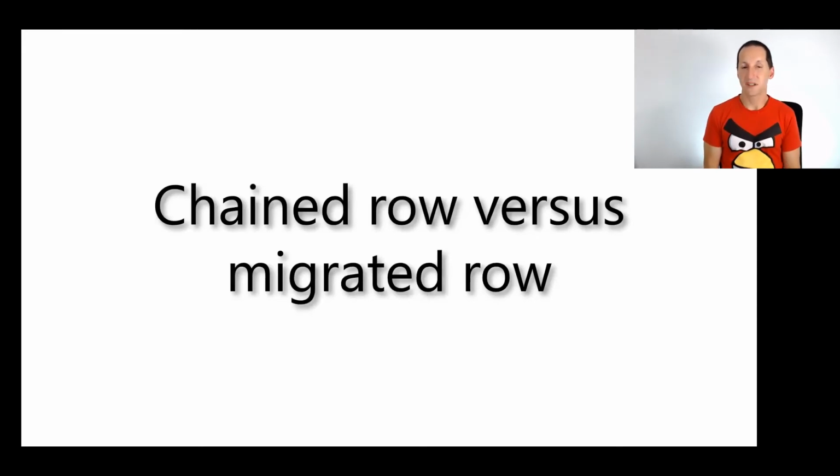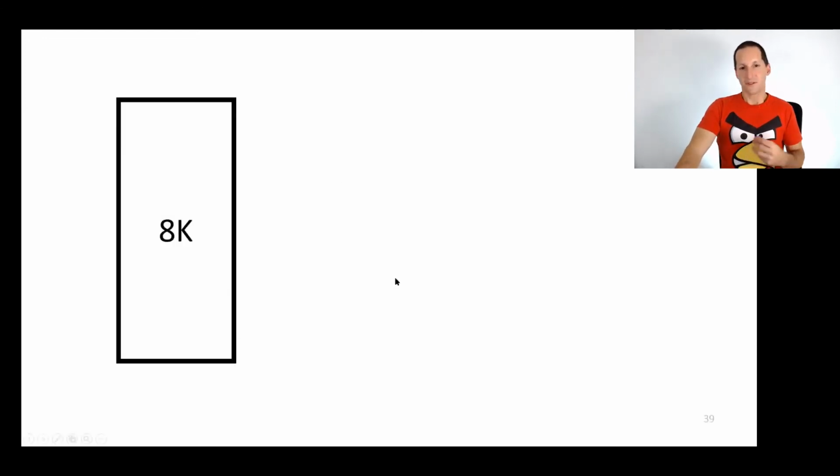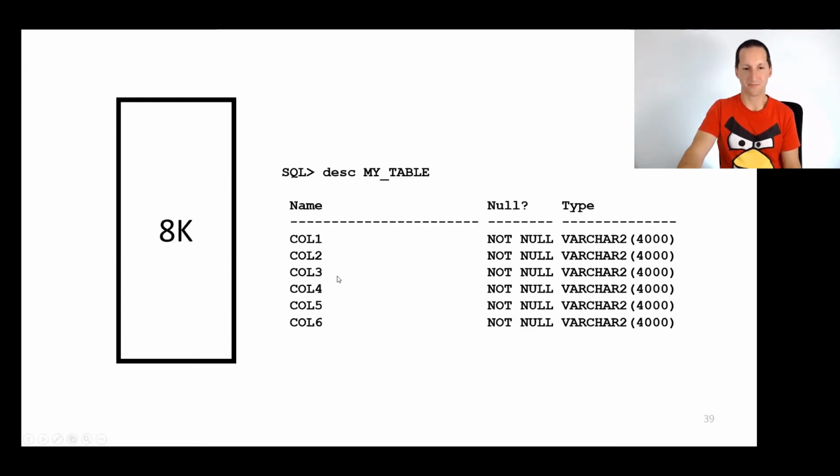Chained rows versus migrated rows. Let's talk about what they are and what the difference is, and whether they're a drama. A lot of people say, "Oh, I've got chained rows. What do I do? What do I do?" So most people will have a database out there with an 8K block size. It's the default. Yes, you can have 4K, 2K, 16K, even 32K on some platforms, but the vast majority of us, I would contend, all have an 8K block size, and it works just sweet.